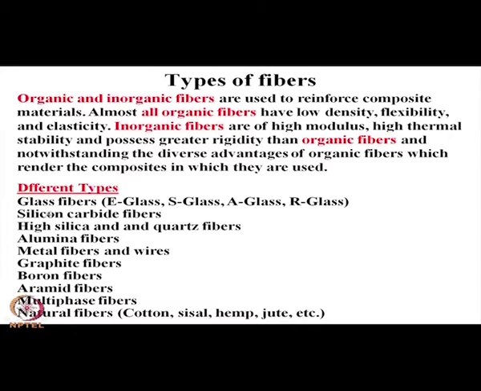So, different types of fibers: glass fibers, E glass, S glass, A glass, R glass, which I already mentioned. Silicon carbide fibers, mostly silicon carbide whiskers, which are actually single crystals of silicon carbide, can lead to high performance composites. High silica and quartz fibers, alumina fibers, metal fibers and wires, graphite fibers, boron fibers, aramid fibers.